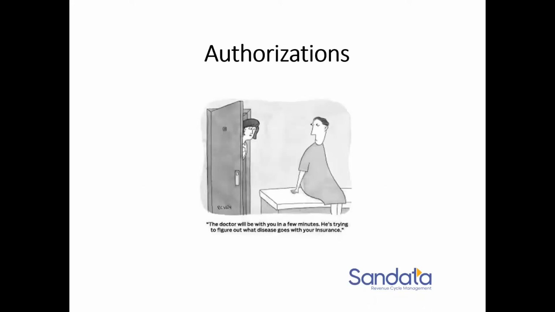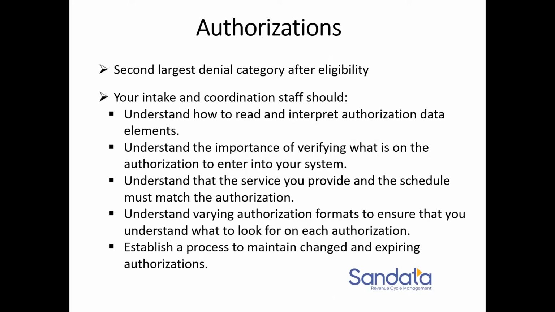So let's look at authorizations. After eligibility, this is the second largest denial category. So your intake staff, your coordination staff, they should know how to read an auth. They should know and understand the data elements in that auth. They have to verify what's in that auth, so that it has to agree with the service that's being provided. It has to agree with the schedule. The units have to agree with your contract, the type of units.